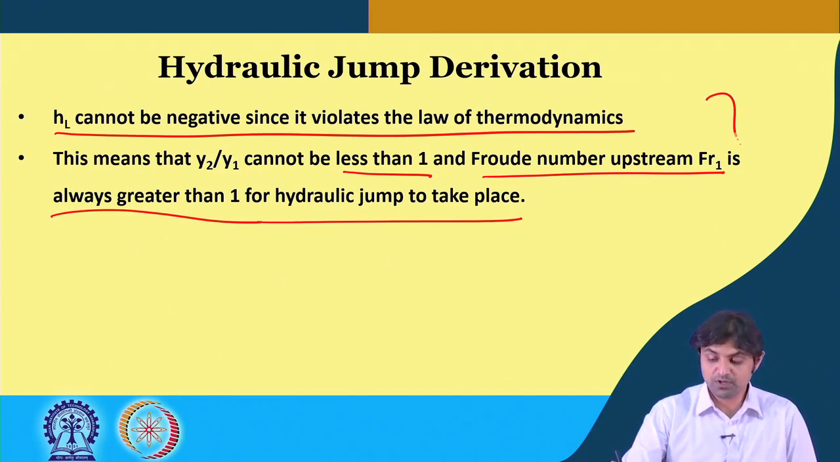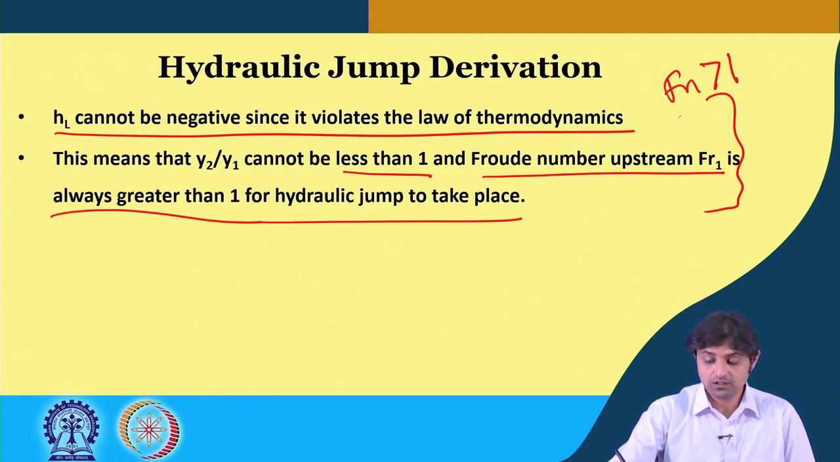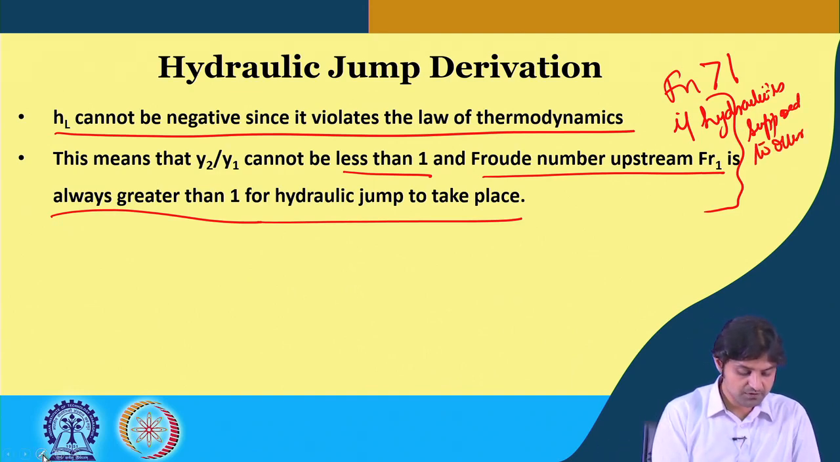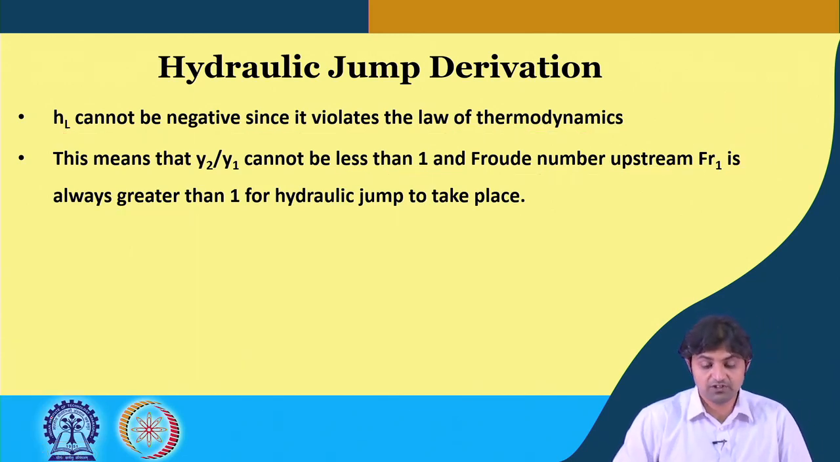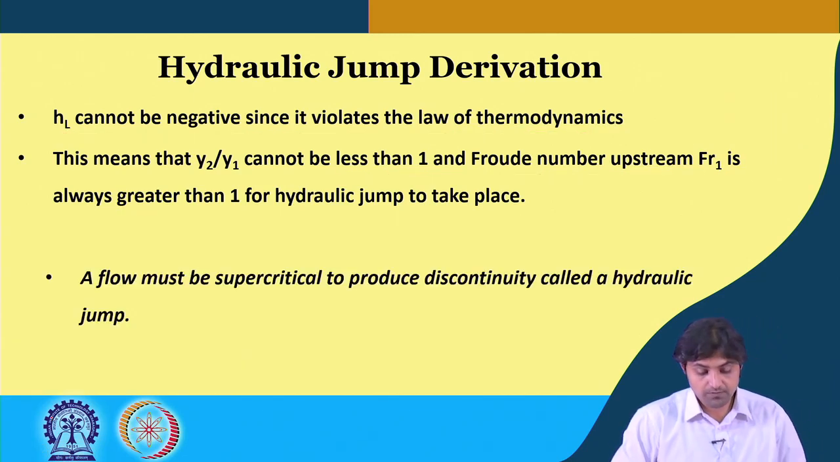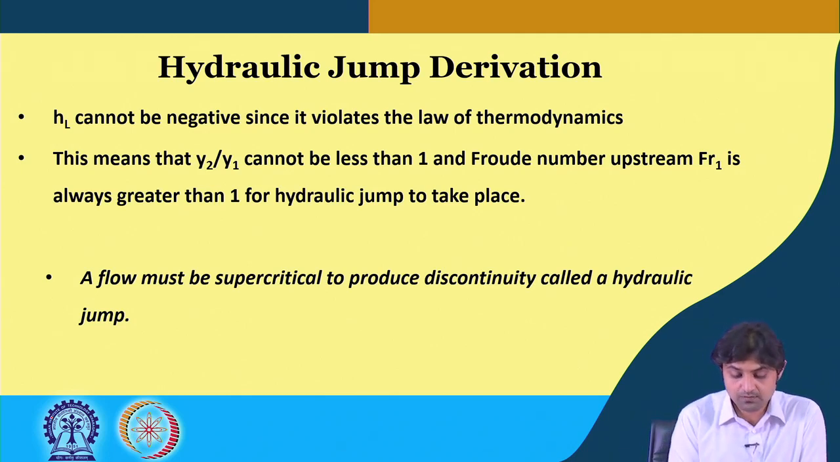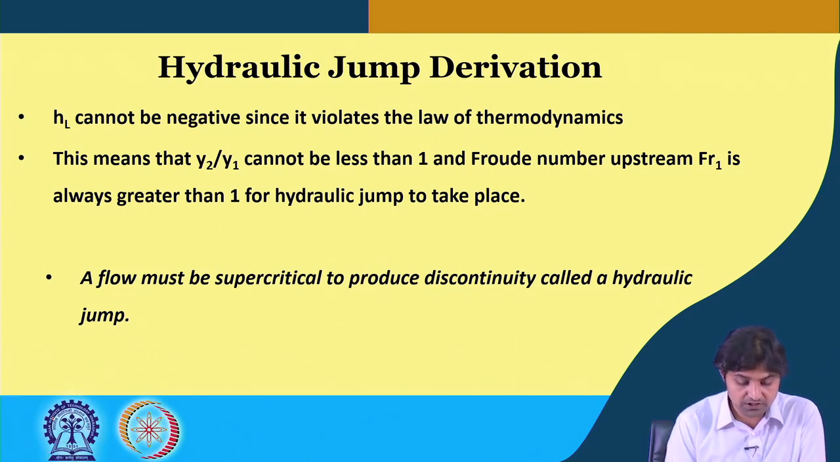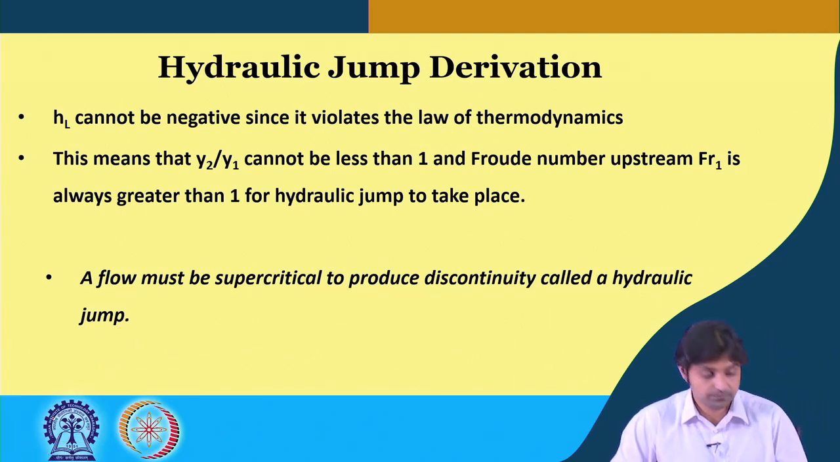So, the important message that you must remember is that Froude number at section 1 will always be greater than 1 if a hydraulic jump is supposed to occur. So, if the Froude number is less than 1 upstream, there is no way a hydraulic jump will ever occur. Okay. Therefore, the flow must be supercritical to produce the discontinuity called a hydraulic jump, a very important conclusion.